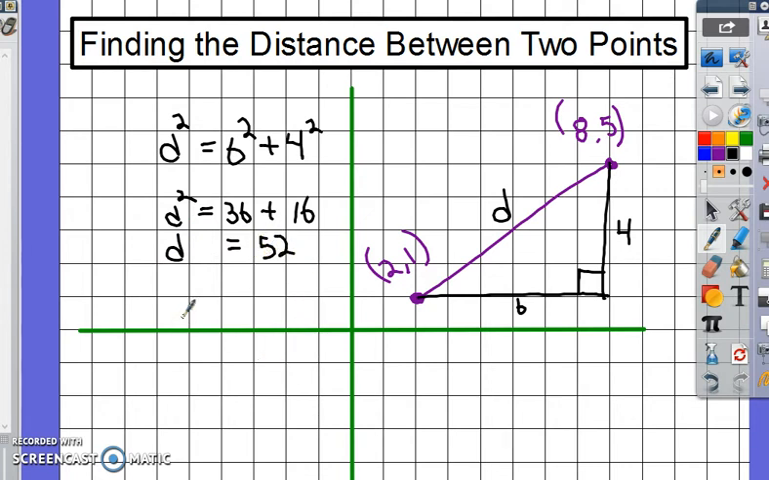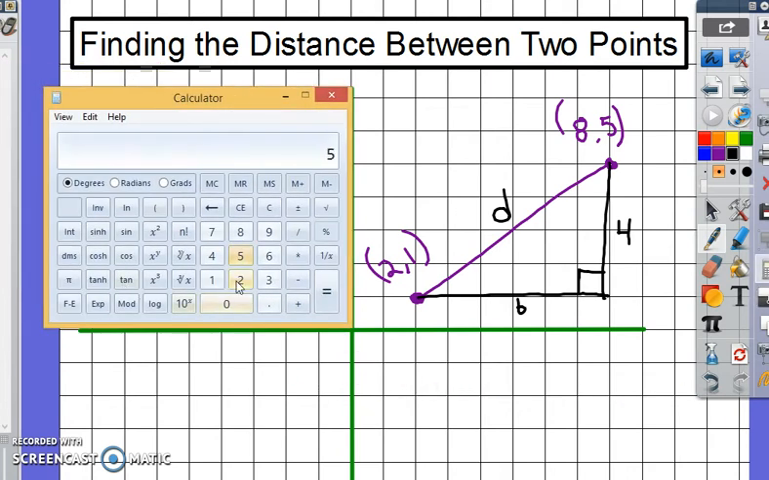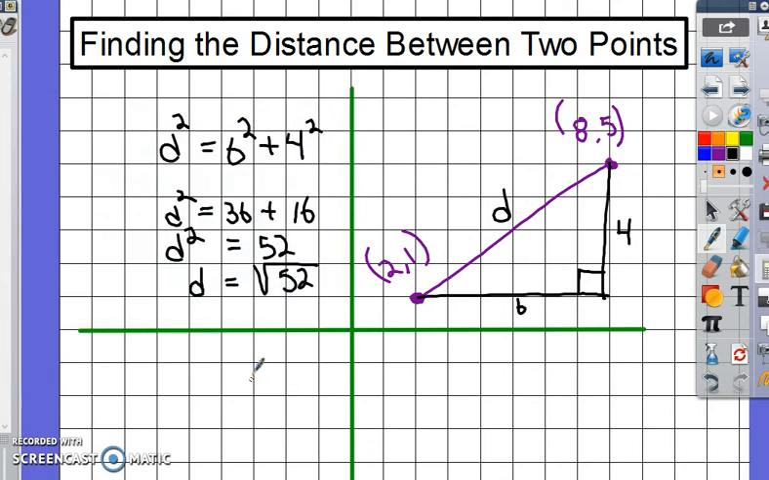52. Okay. Well, nobody's going to believe you if you tell them the distance here is 52. It's not. Remember, that's d squared. So now you'll need to find the square root of 52. And square root. I'm looking for my square root key here. Oh, that's funny. Well, yeah, there it is. All right, 7.2. So that distance is going to be 7.2.